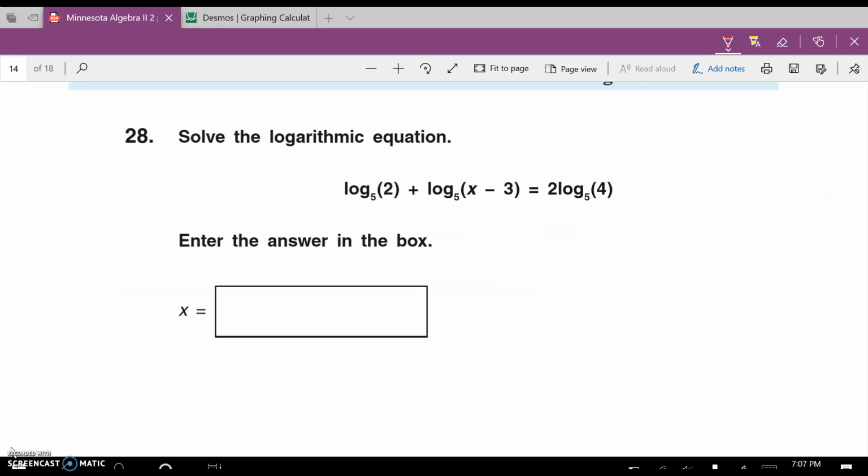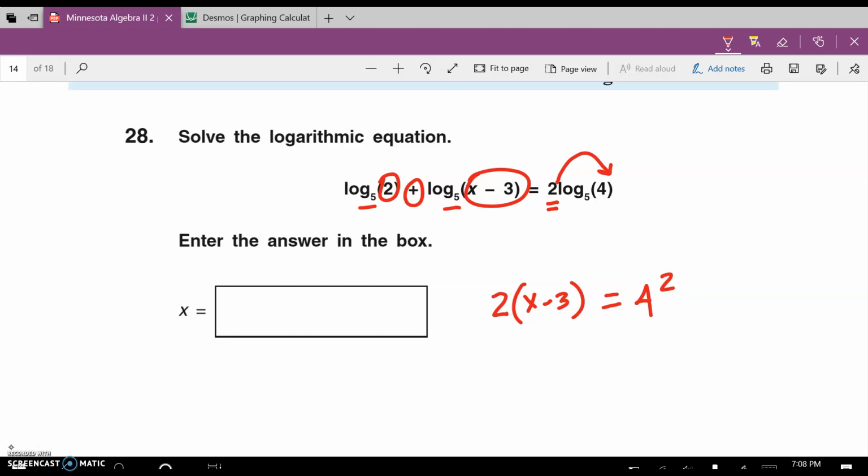All right, number 28 is about the logarithmic properties again. So since I'm adding here, that means the 2 and the x plus 3, then I'm going to multiply those. Since they have the same base, then you're multiplying. So I'm going to say 2 times x minus 3, and then equals, since this 2 is out in front, again, that means that it's going to be raised to the power. So 4 squared. Again, since they all have the same base, then those bases just get dropped. Remember the drop the base thing?